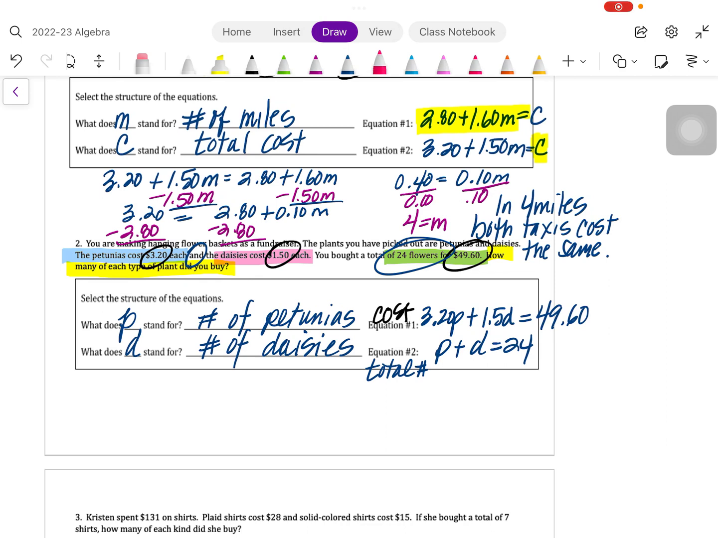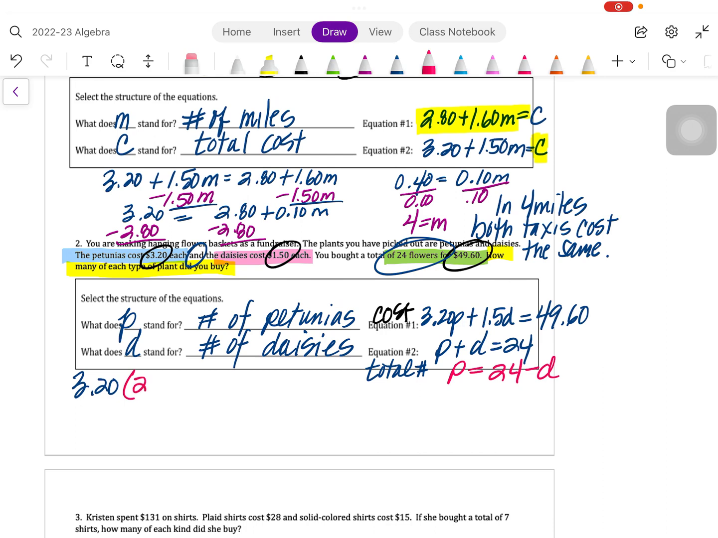So in order to use substitution, the first thing I have to do is isolate a variable. So in the second equation, I'm just going to subtract d from both sides and rewrite this equation as p equals 24 minus d. And now I'm going to substitute that value of p in the first equation. So p is equal to 24 minus d, okay, plus 1.5d is equal to 49.60.